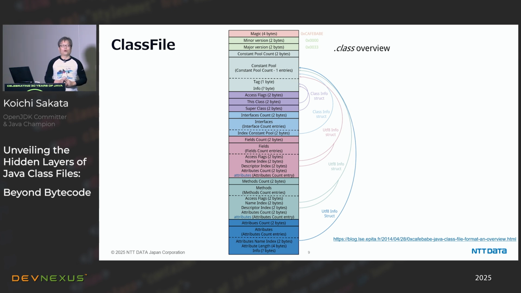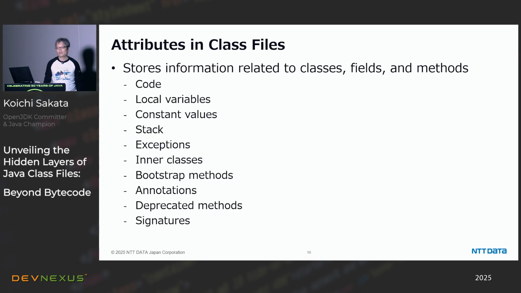This is the structure of the class file. There are many items like magic, major version, minor version, flags, interfaces, fields, methods, and attributes. In this session, instead of explaining everything in order, I will focus on attributes. Attributes hold information related to classes, fields, and methods. They include code, which has bytecode within methods, local variables, and so on.